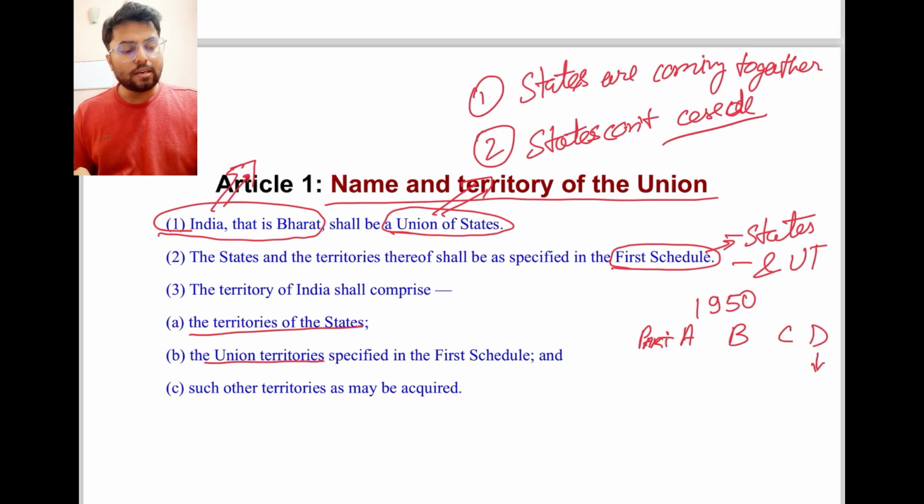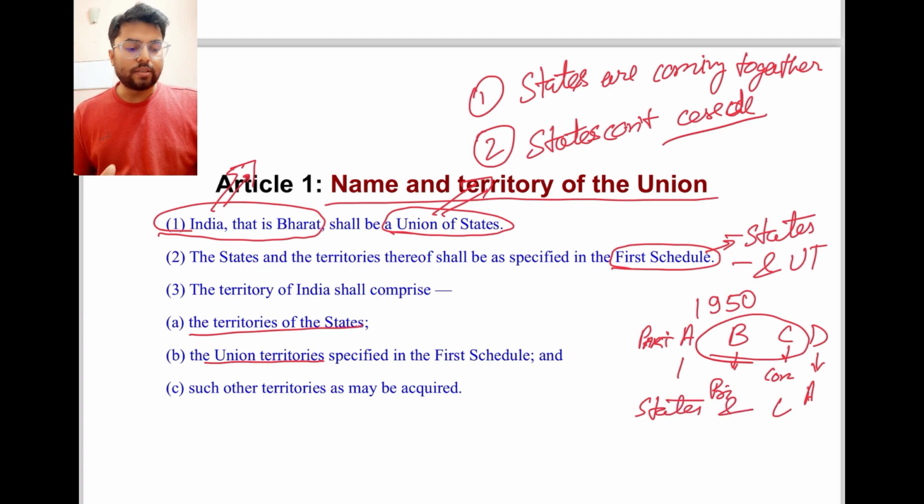Part D had only Andaman and Nicobar. Part A had provinces, which were earlier under the British, those areas which were directly under the crown rule. B were princely states generally, and C were commissionerates. For example, Delhi. So these were commissionerates, but later they removed these parts and made only two categories: states and UTs. It was done after the State Reorganization Commission, which submitted its report in 1955, and it applied in 1956.